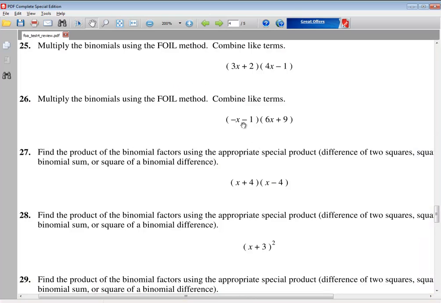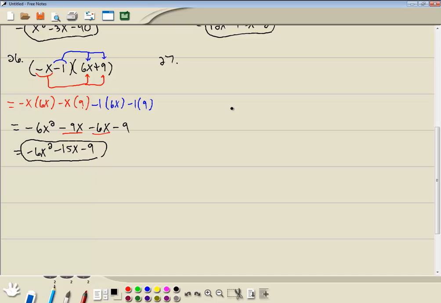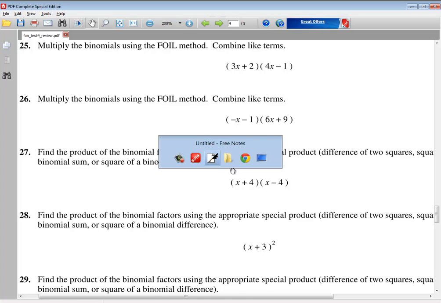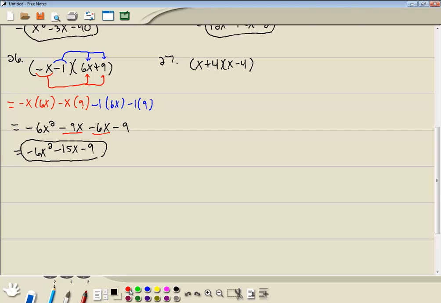Okay, 27. X plus 4 times x minus 4. Now these have something unique about them. It gives you hints. It says find the product of binomial factors using appropriate special product, blah blah blah. Well, first off, these are conjugates.